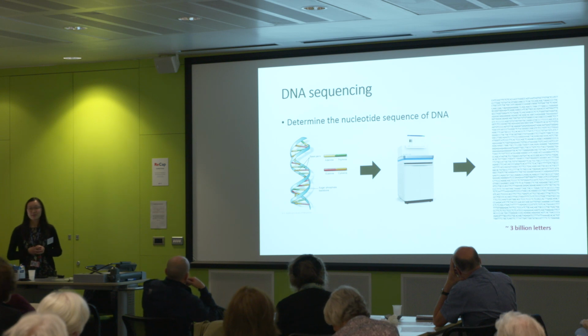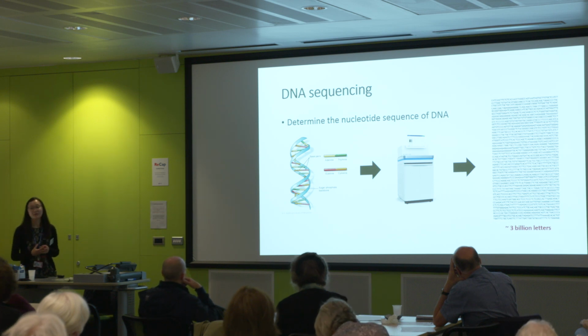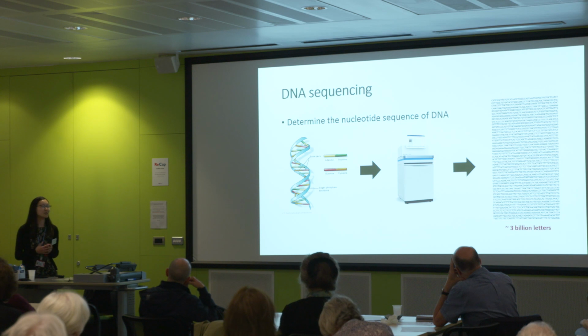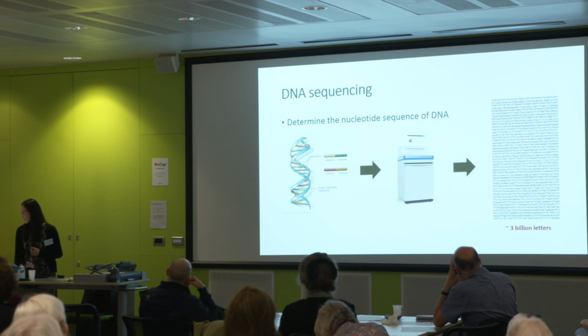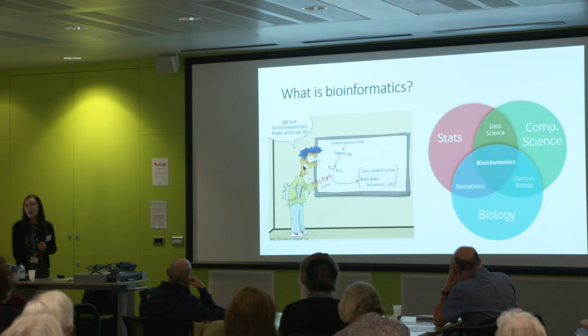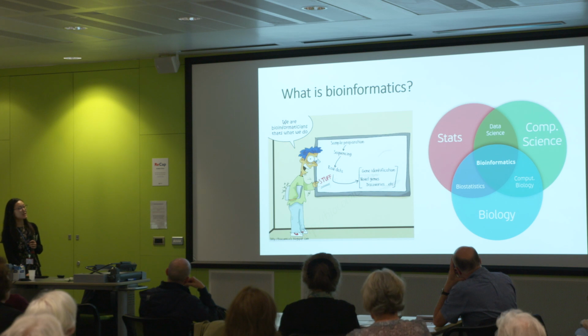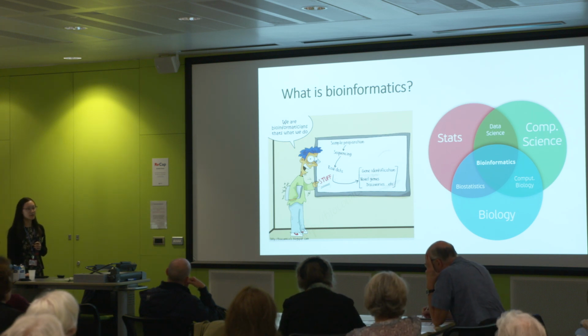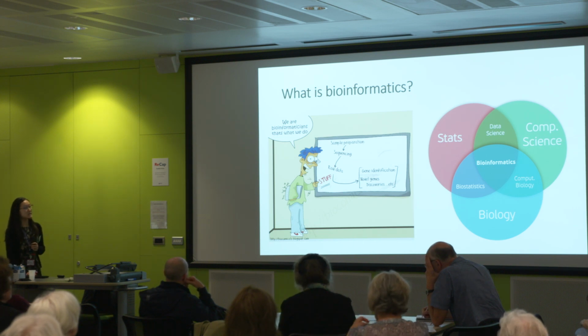As you can imagine, it's basically impossible to go through this by eye and make any sense of it at all. So how do researchers do that? Well, that's where bioinformatics comes in. Bioinformatics is a relatively new and little-known field at the intersection of statistics, computer science and biology. Bioinformaticians receive training in all three disciplines.